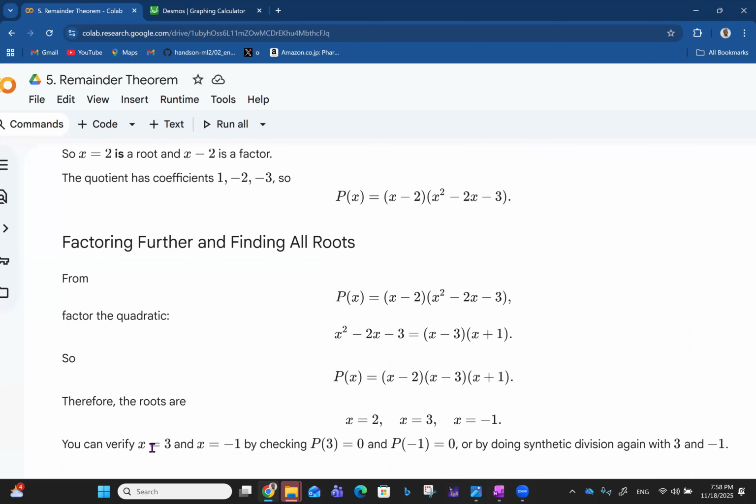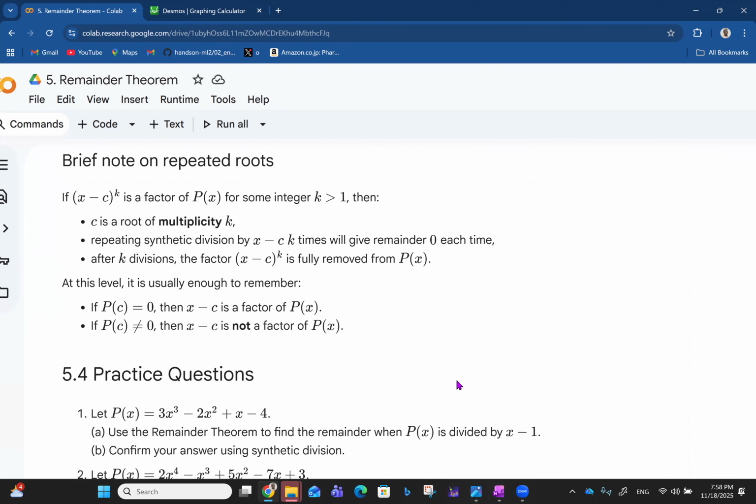You can verify that x is 3 and x is minus 1 by checking p of 3 equals 0 and p of minus 1 equals 0, or by doing synthetic division again with 3 and minus 1. If you substitute 2, 3, and minus 1 into the original expression, you are going to get 0 for sure. So that means those are factors.